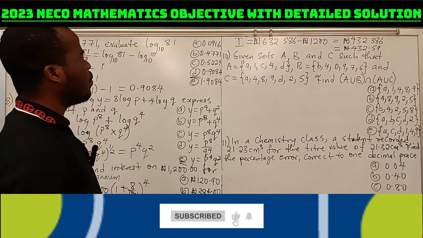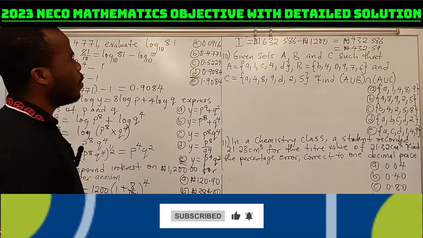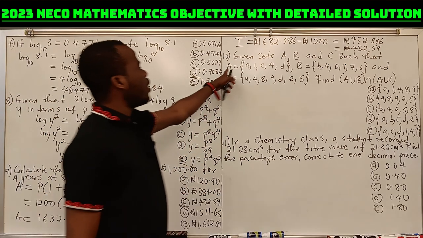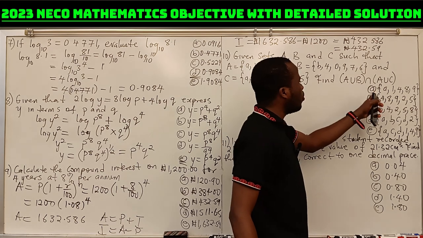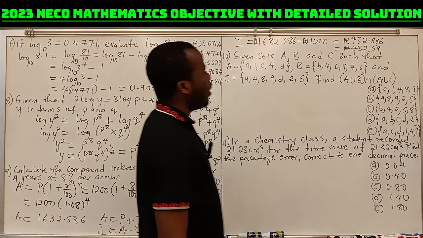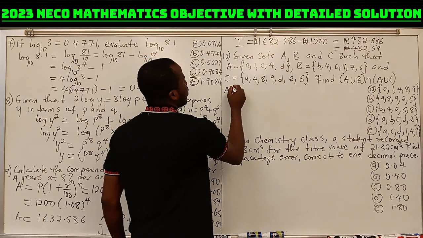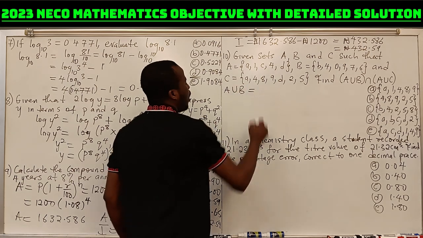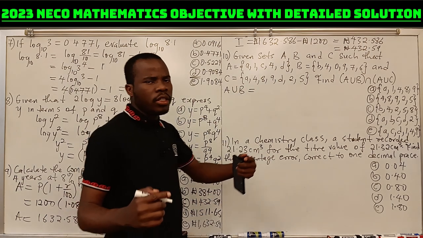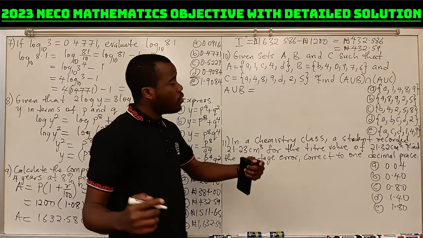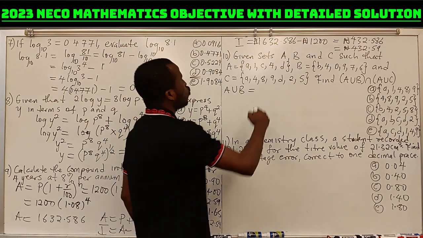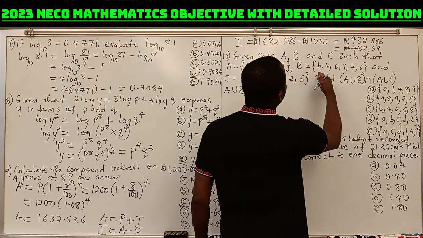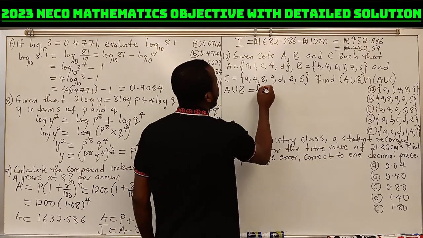Question 10 says, given the sets A, B, and C, such that A is this, B is this, and C is this, find A union B intersection A union C. What is A union B? A union B is the collection of the set of A and B together without repetition. So we put A and B together without repetition.